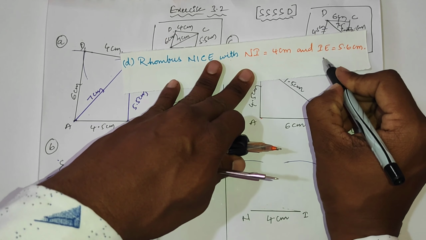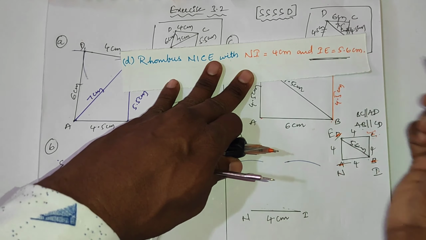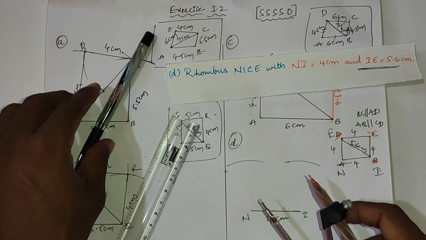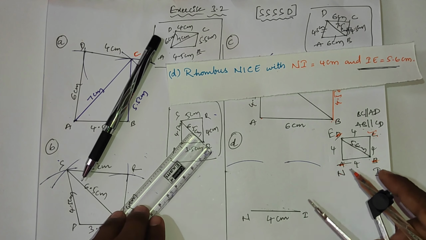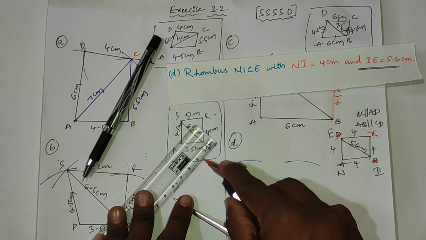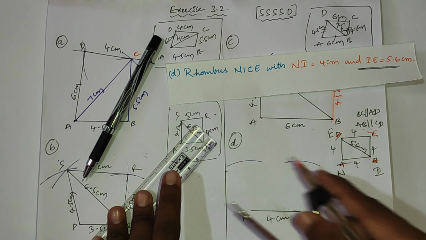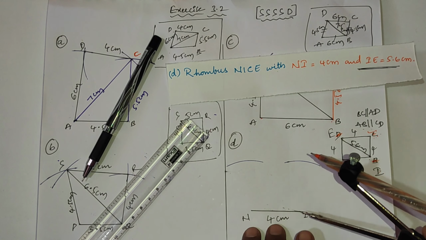Then what is the diagonal here? IE is the diagonal. How much? 5.6 centimeters. Now we have to construct a diagonal of 5.6 centimeters with center I. So take the measure first, a 5.6 centimeter radius. Then consider the center, what here? I.